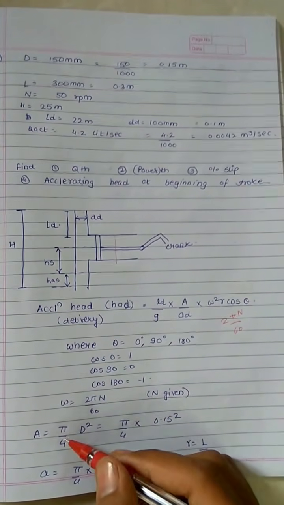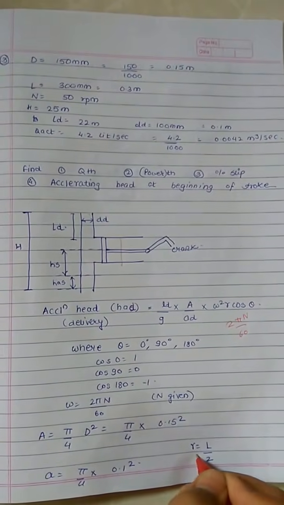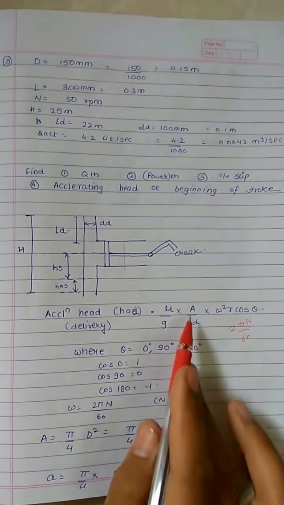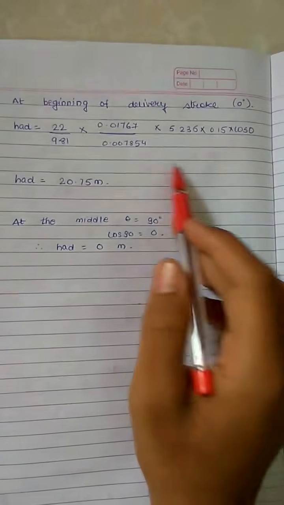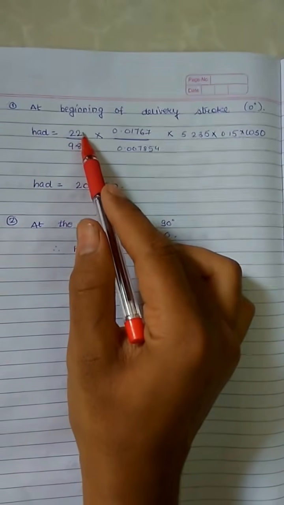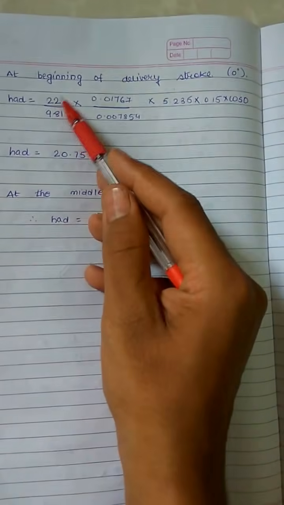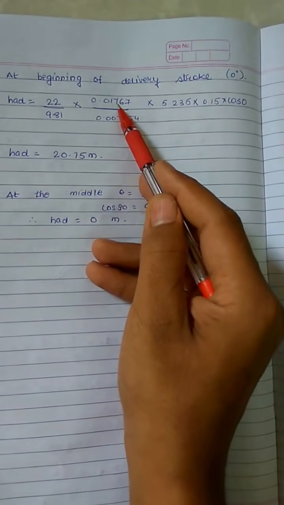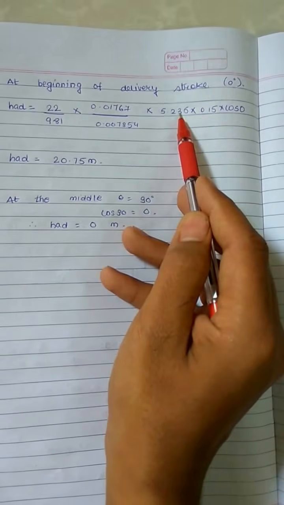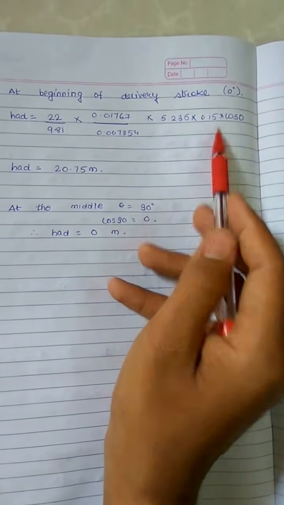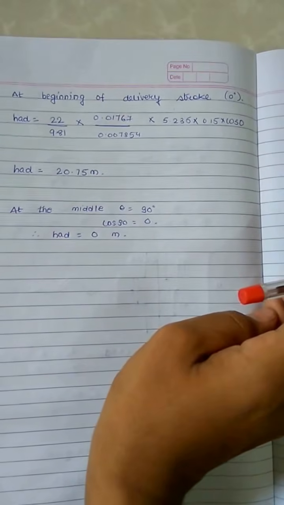So we have found out the area of the cylinder, we have found out the area of the delivery pipe, and we have found out R, which can be used in this formula. So friends, we have to find out at the delivery stroke, we put L by G, that is length of delivery pipe upon gravitation, area of cylinder to area of delivery pipe, into omega square R cos theta. So that should be giving us 20.75 meter.